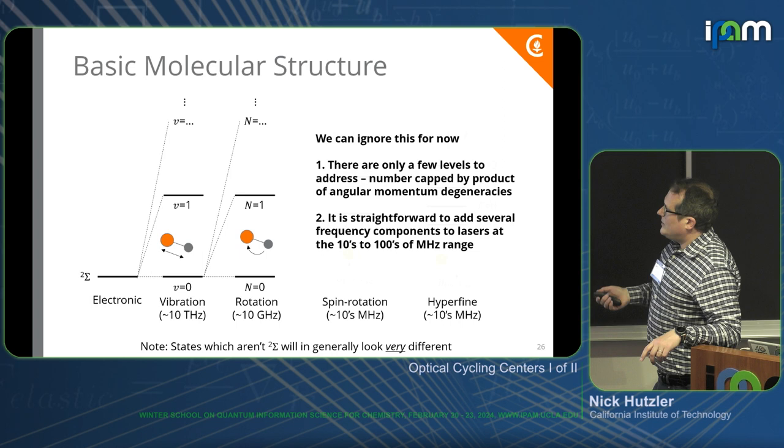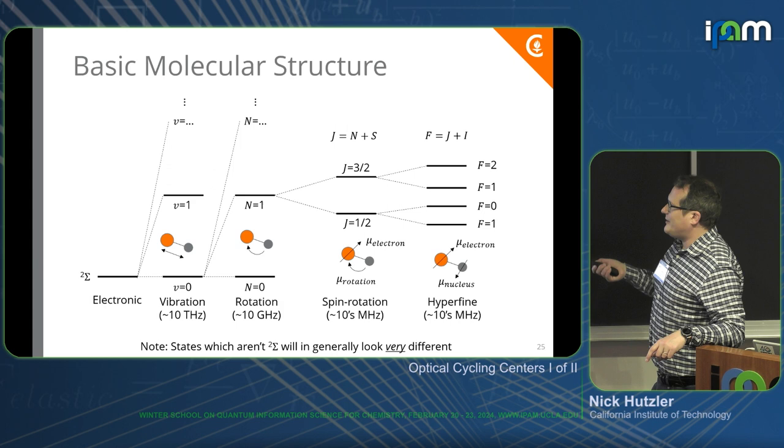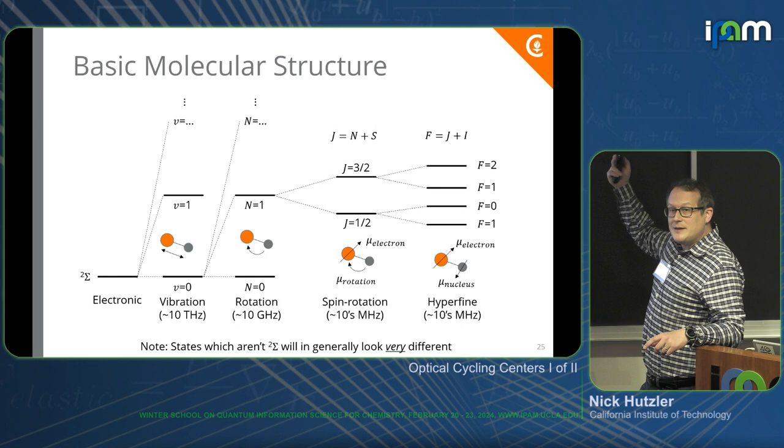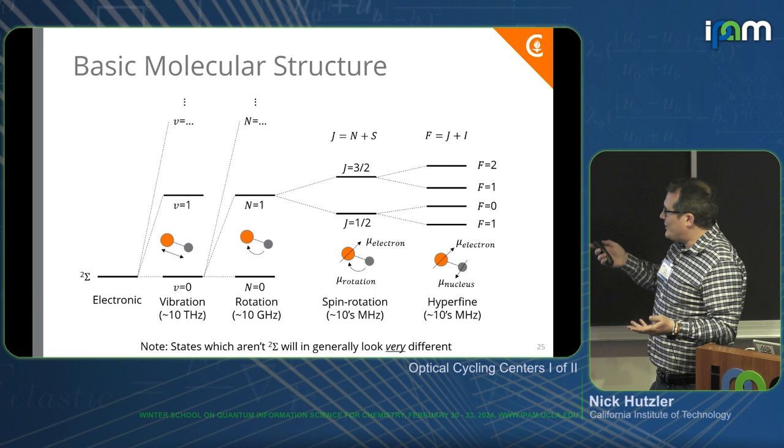First of all, there are only a few levels here. All of this structure splits it into four levels, which is a finite number, as opposed to rotation and vibration where there are many, many, many states. For this type of molecule, there's only four. So it's bounded.